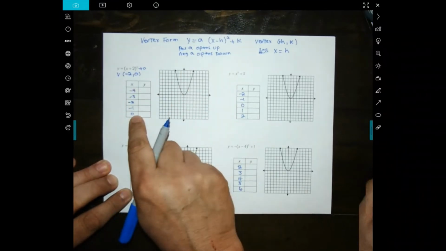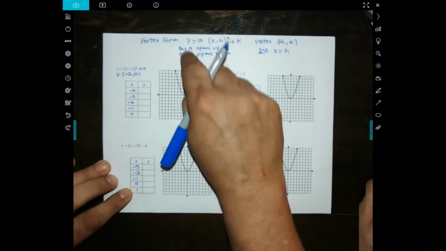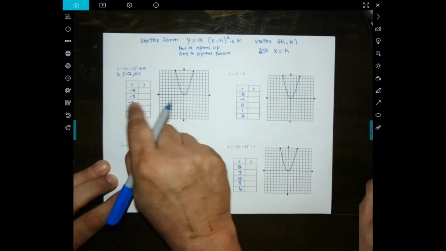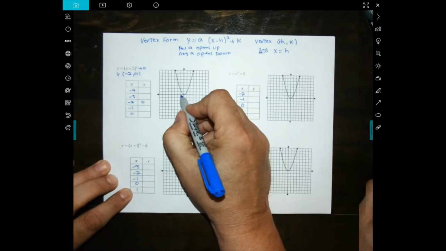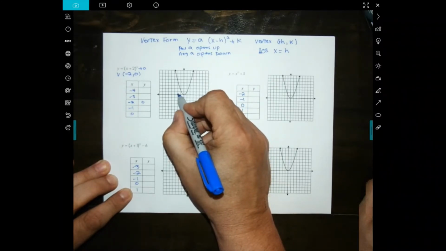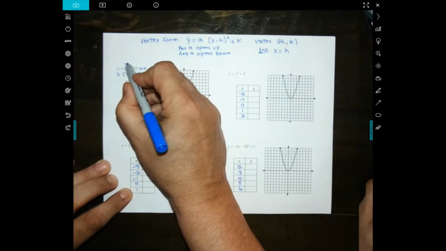And I've already filled out some of the x values of the coordinate pairs, and we'll fill in the rest to actually plot our parabola. But we know our vertex is at -2 and 0. And so let's go ahead and plot that. -1, -2, 0. There's our vertex. We know it opens up because this is positive.